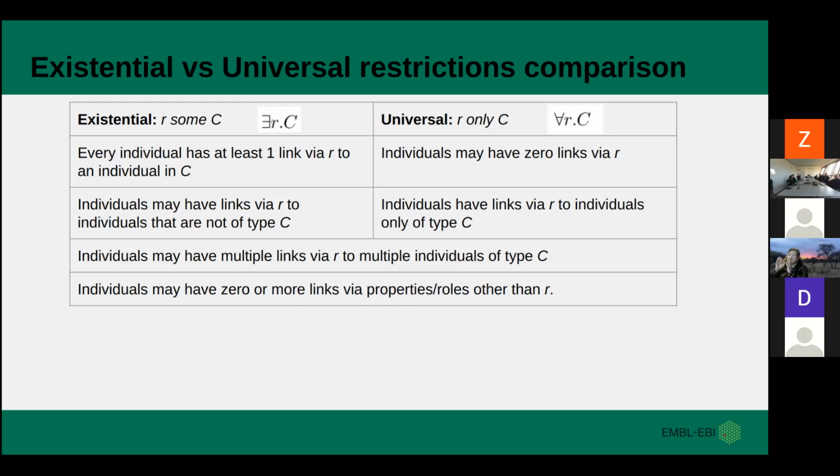So this restriction is about the object property R or the role R. It's not about other object properties or roles. So if I have a property called P, this existential restriction doesn't say anything about that. This is only about R, or object property R.